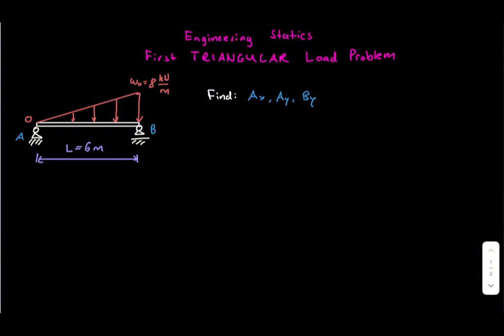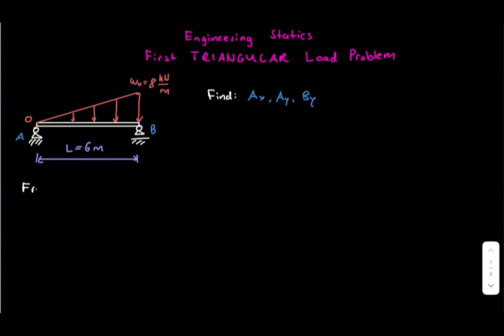Consider a simply supported beam with a pin support at A and a roller support at B. The beam carries a triangular distributed load. The load starts at 0 on the left side and increases linearly until it reaches 8 kilonewtons per meter at the right side. The beam length is 6 meters. Our goal is to determine the support reactions.